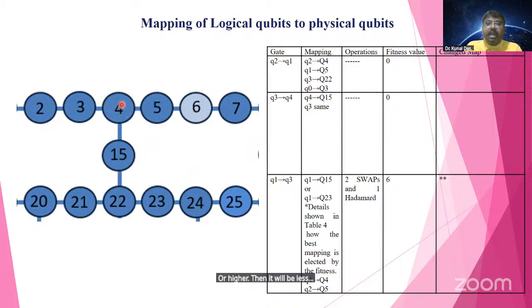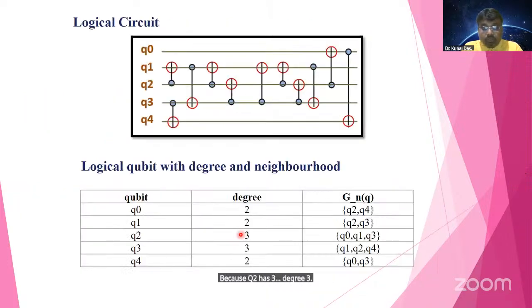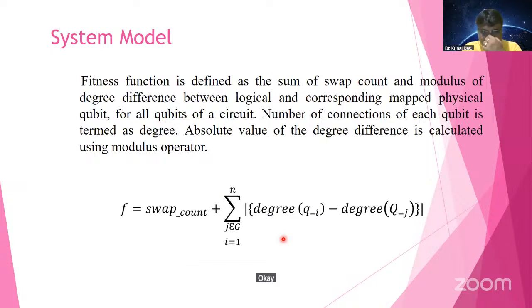But if I have exactly equal degree 3, because Q2 has degree 3, so if I have degree 3, then the summation part of the fitness function is reduced to 0. Okay, and a lower value of f will be the optimized circuit.